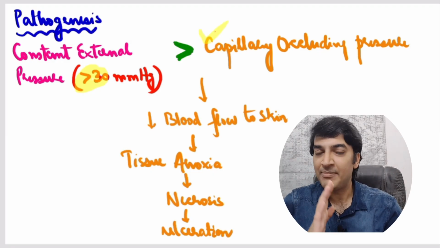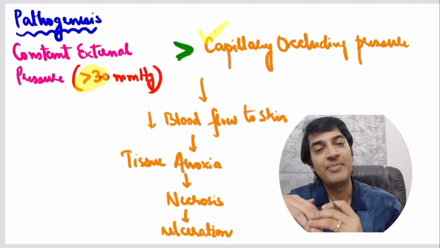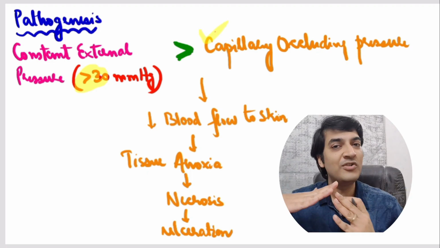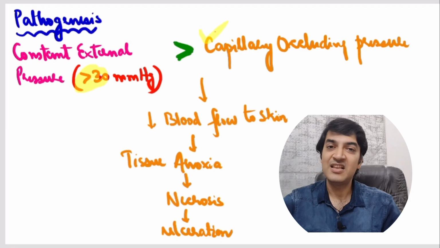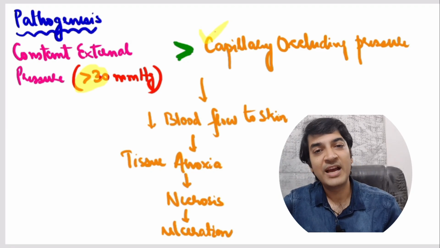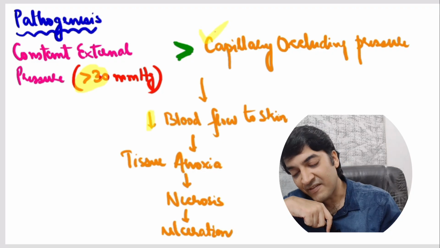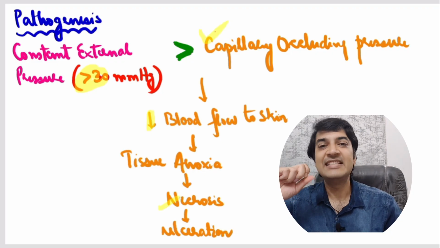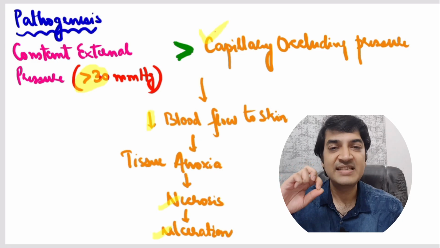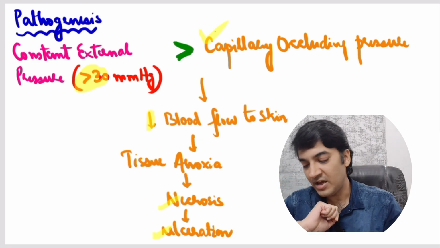So what basically happens is that the pressure exceeds that of the capillary occluding pressure. So the capillaries are no more able to supply blood to that area. It leads to a decreased blood flow to the skin. Blood flow kam ho raha hai to kya hoga? Dheere dheere there will be ischemia. That will lead to necrosis and finally that will lead to ulceration. So basically it's an ischemic necrosis that causes your bed sore formation. Okay, got the pathophysiology? Okay.